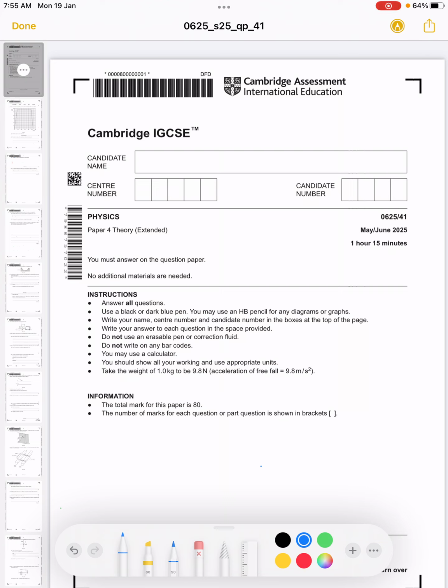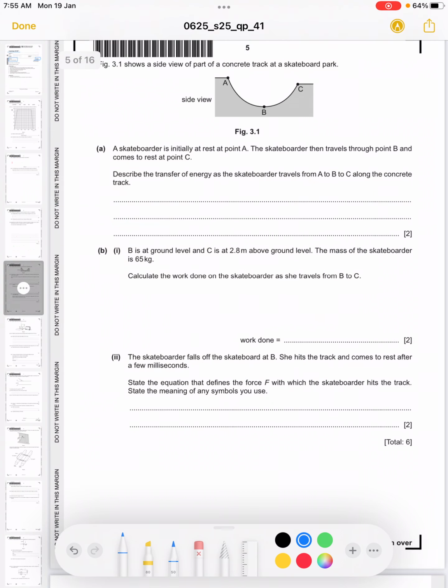Today we will discuss Cambridge IGCSE Paper 4 Theory Extended, May/June 2025, and the code is 0625/41, variant 1. In this video we will solve question number 3.